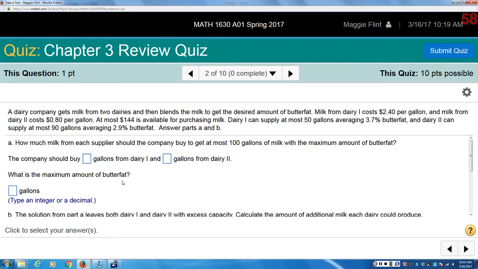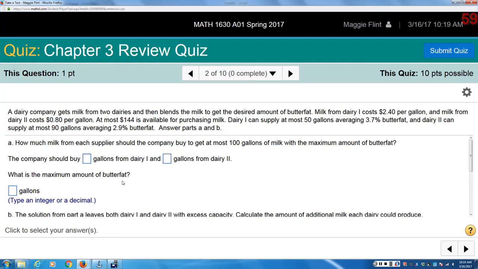I guess the best thing of this is like, okay, the prices, there's a price constraint in there, but there's nothing that says, well, this is the total amount of butterfat you got. We don't know that. If they don't give you a total amount of butterfat, then that's a big clue that that's what you're gonna wanna maximize.